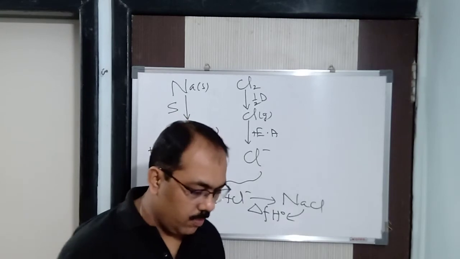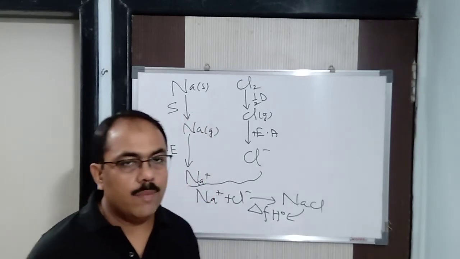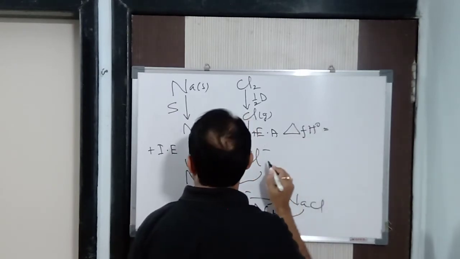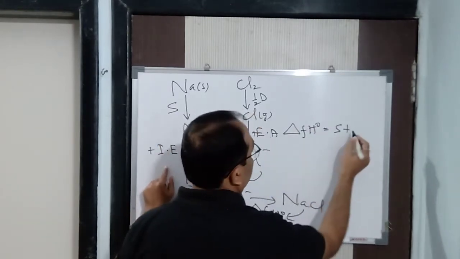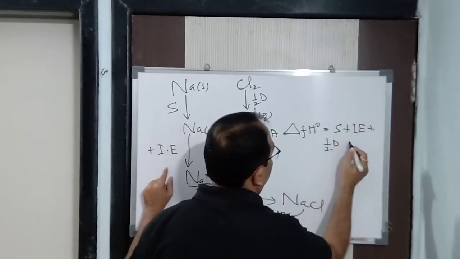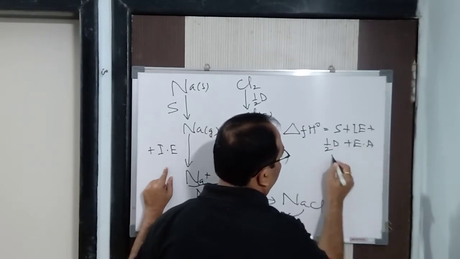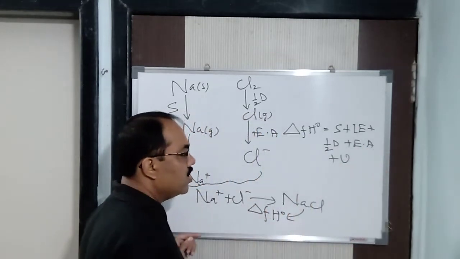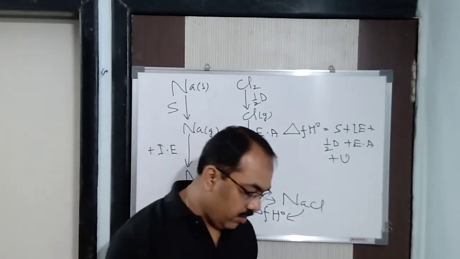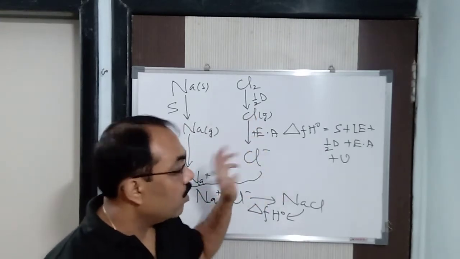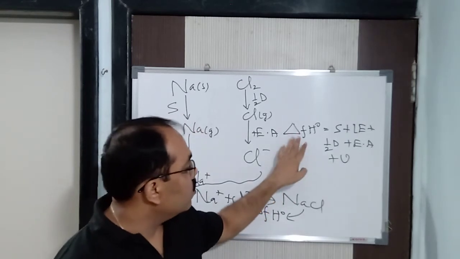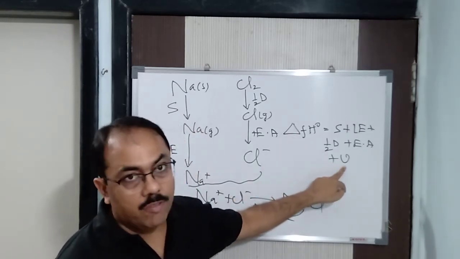So how much is the heat of formation? That I need to calculate here. See here, delta F H naught is equal to sublimation energy plus ionization energy plus half dissociation energy plus electron affinity plus the internal energy which is present. All together will give you the heat of formation of sodium chloride. So when all this energy is present, or suppose you know the heat of formation but you do not know the internal energy, you can calculate it from here.